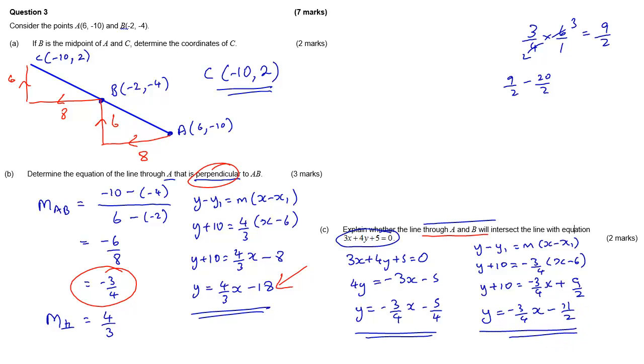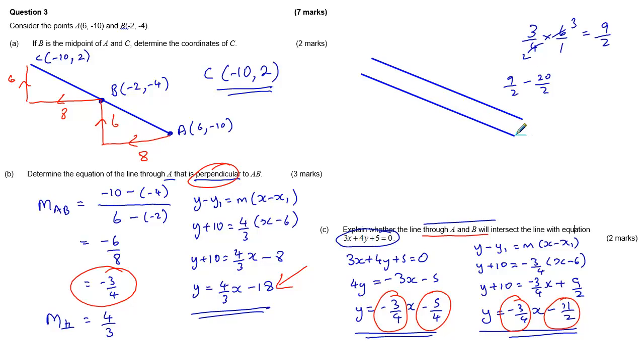So notice that the lines are parallel, so we should mention that, but they have a different intercept. So they're parallel, both have a gradient of negative 3/4, but they're not the same line because they have a different intercept. And that's what you need to be clear about.